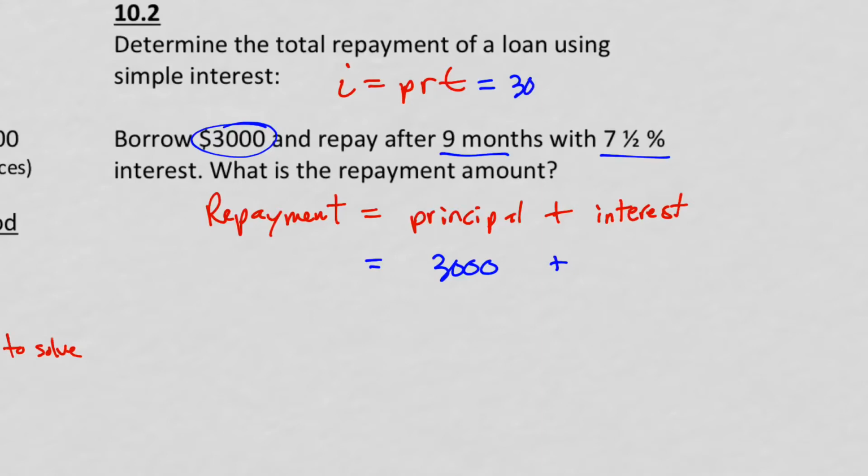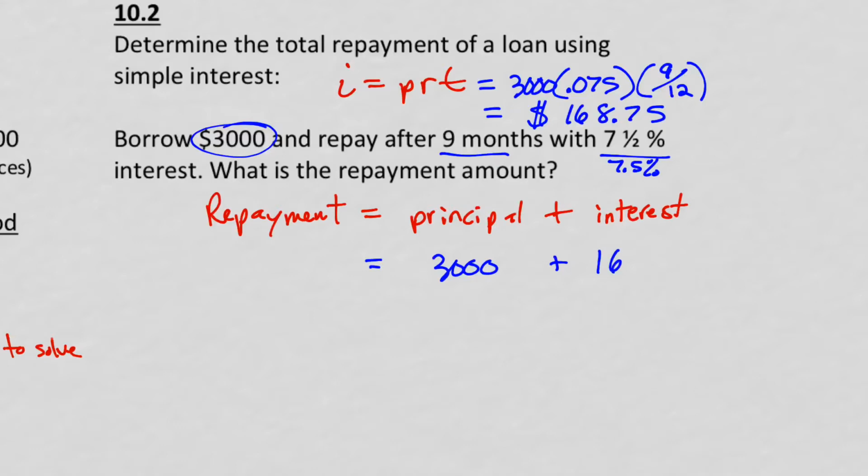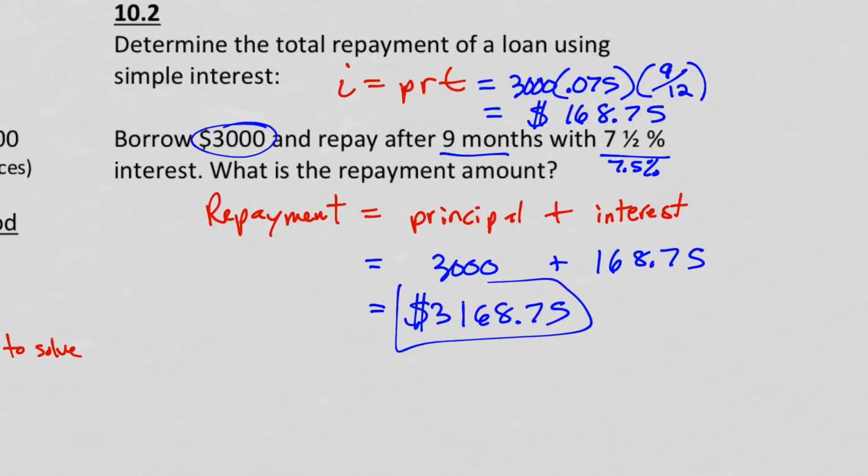So 3,000 times, this is 7.5%. So as a decimal form, you move it 2 places to the left, 0.075 times. Now it's only 9 months. This is calculated yearly, so you have to do a partial year, 9 out of 12 months of the year. And then that's going to give us $168.75. So you add that in here, 3,168.75.